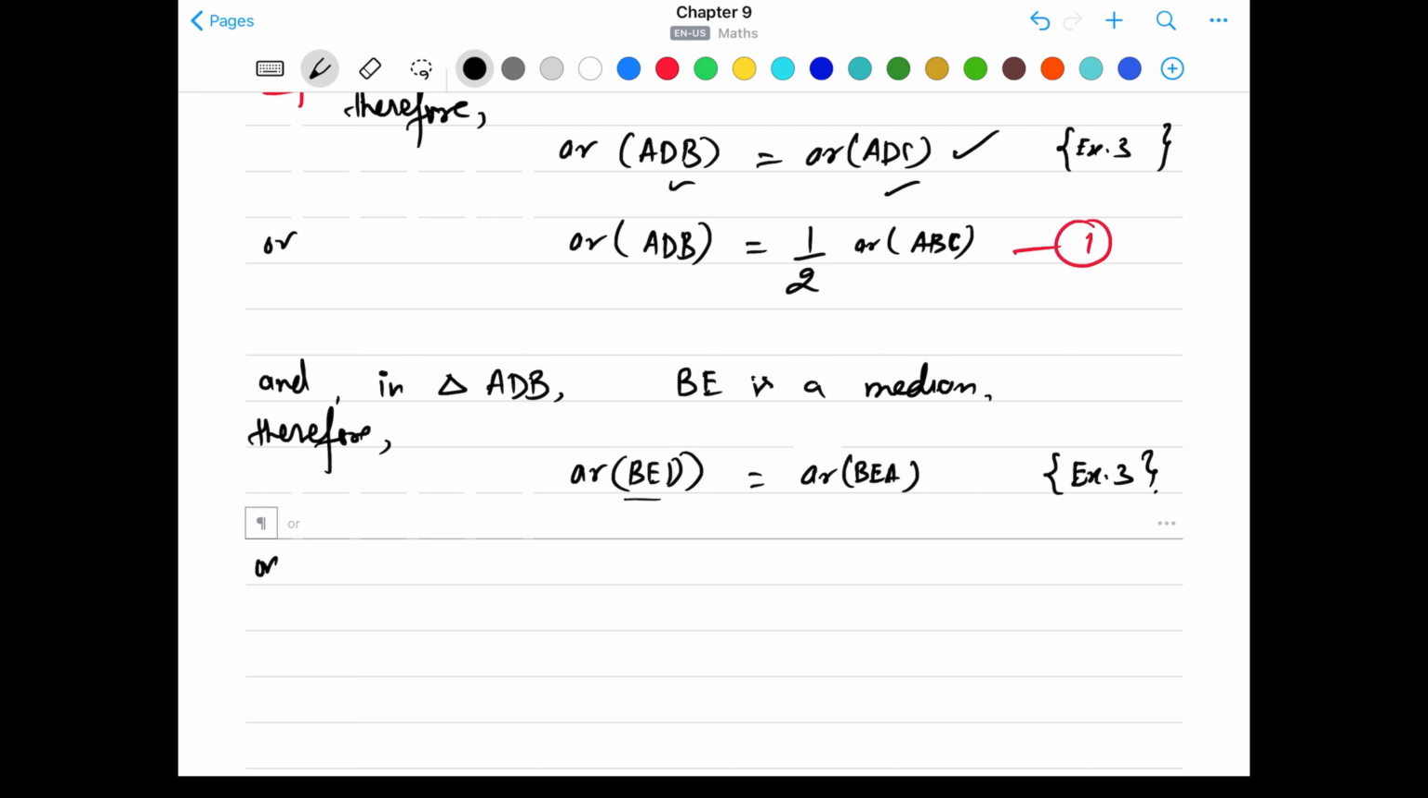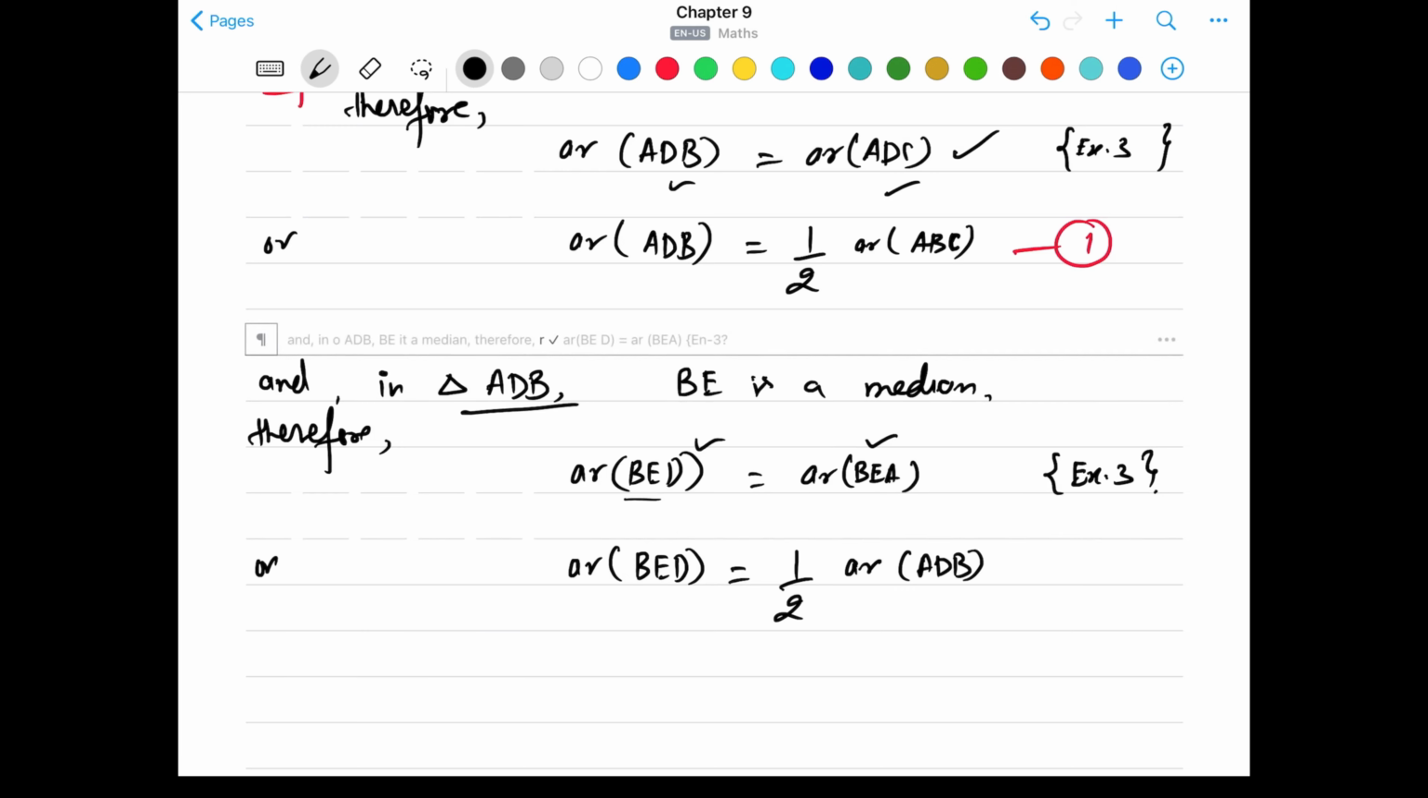Again, we can write the area of triangle BED as half of the whole triangle, that is, half of triangle ADB, because these two are parts of the triangle ABD. If the areas of both triangles are equal, then one part can be written as half of the area of the complete triangle. Okay, now let's name it equation number 2.